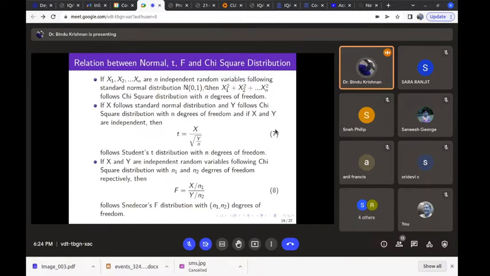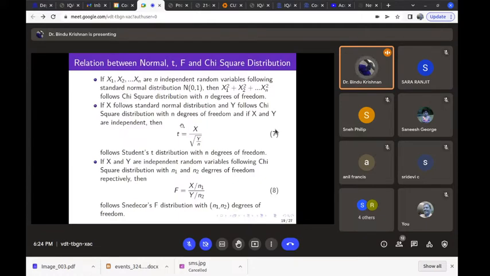Sum of squares of n independent standard normal variables. Then what do we mean by a standard normal distribution? A normal distribution with mean 0 and variance 1. That is why N denotes normal distribution, 0 is the mean and 1 is the standard deviation or variance. It is always positive. So the sum of squares of n independent standard normal random variables is chi-square. That independence condition is very important.